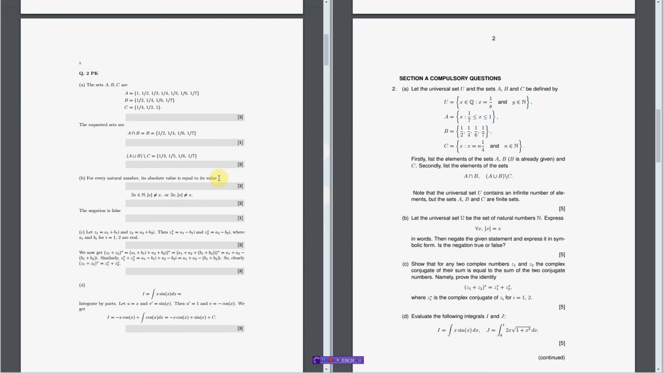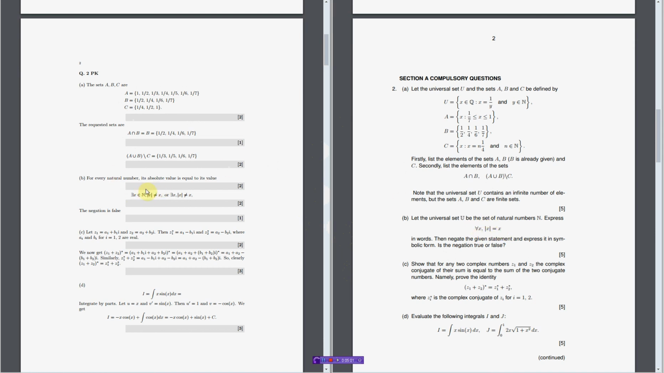The negation of this statement is not for all x, the absolute value of x equals x. That would be the same as saying, because when you negate a universal quantifier, you get the existential quantifier, that there exists an x in the universal set such that the statement is not true. So there exists at least one x such that the absolute value of x is not equal to x. That's the negation of the given statement in the question.